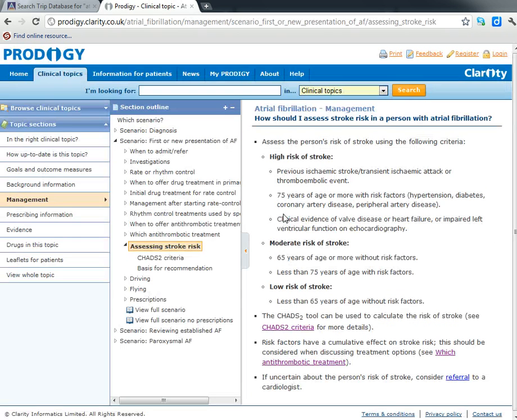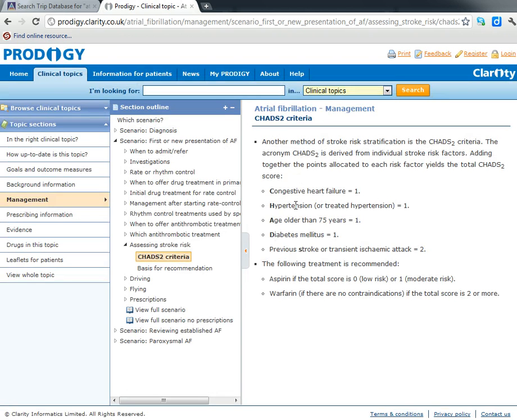So looking at risk, we were able to very easily see the way that the risk stratification was done, and we also had a look at the CHADS criteria. In this particular patient, because of the combination of age and risk factors, the risk was moderate. As you can see, his CHADS score was over 2, which would suggest that with no contraindications, warfarin would be the preferred treatment.